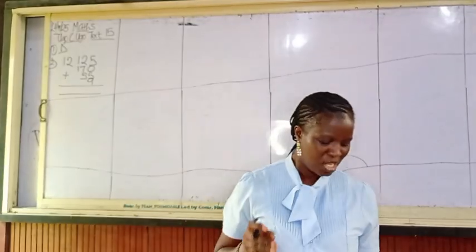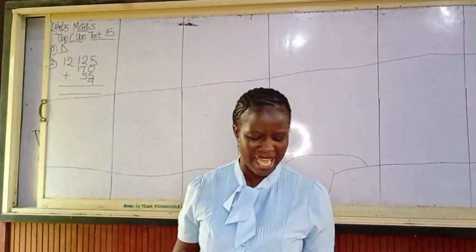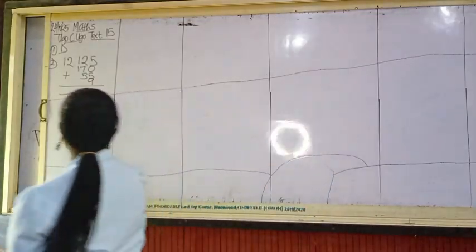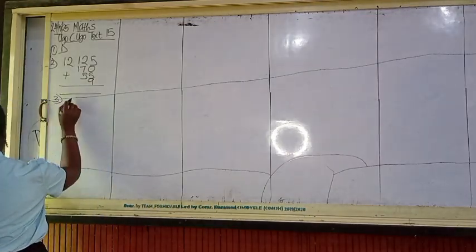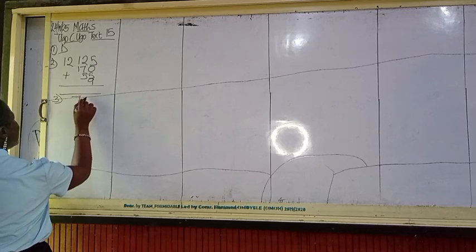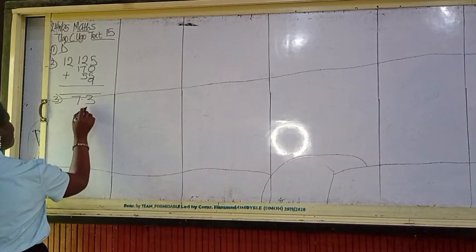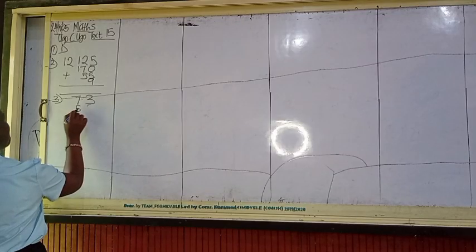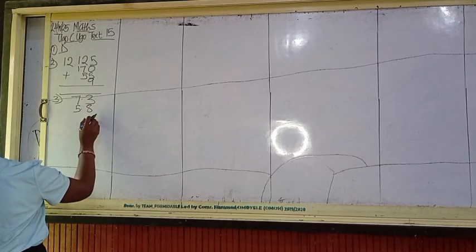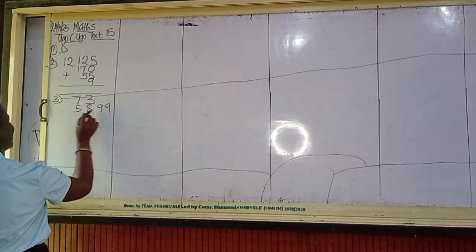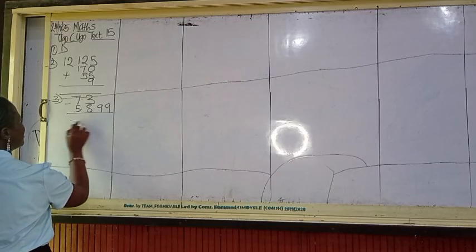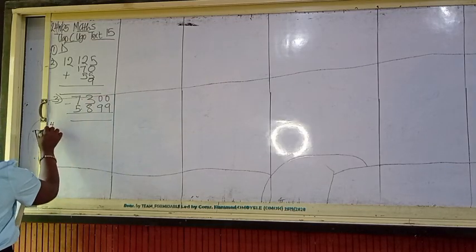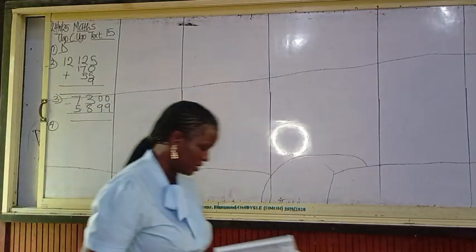Number 3 says, subtract 5.899 from 7.3. We have 7.3 is bigger. So we have 5.899. So we have to subtract this. So we can put 0 here. So I will appreciate it if I can get the answer in the comment section.